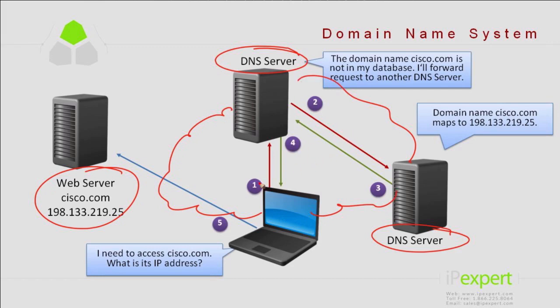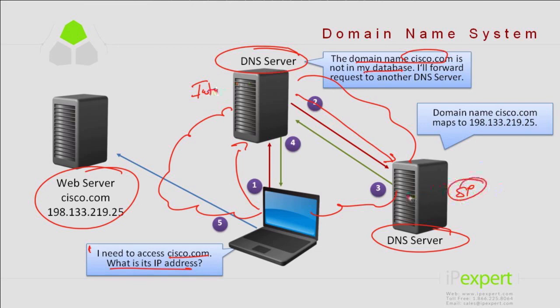So here's the situation. My computer sends a message: I need to access cisco.com. What's its IP address? That message gets sent up the line to my DNS server. The DNS server says the domain name cisco.com is not in my database. So what it has the capability of doing is sending it to another DNS server. Ideally, this one may be an internal DNS server that I run. This one may be the service provider's DNS server that knows everything.